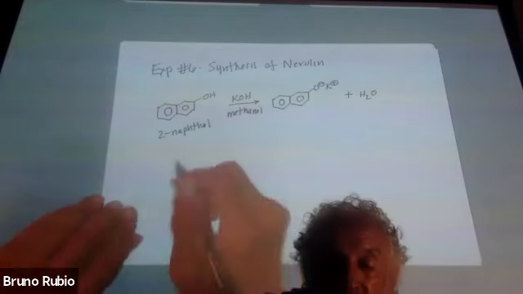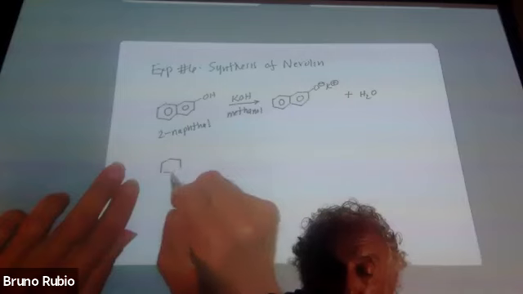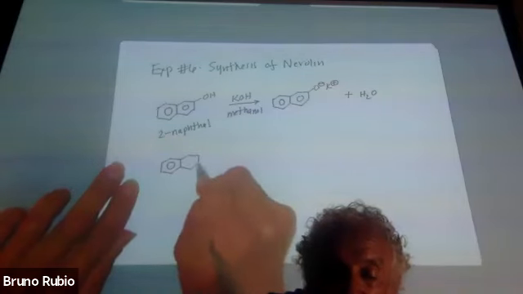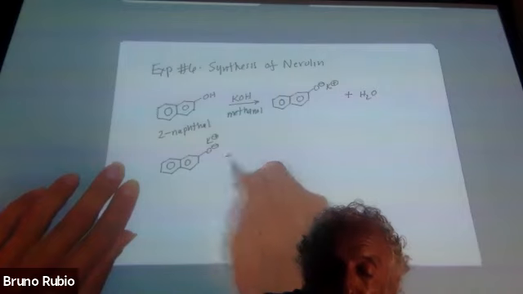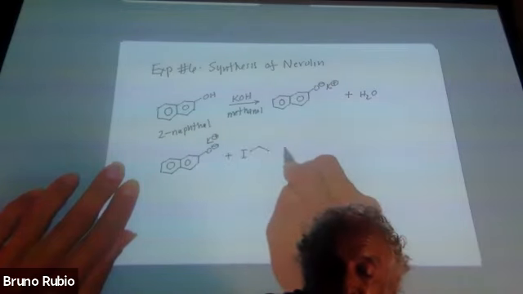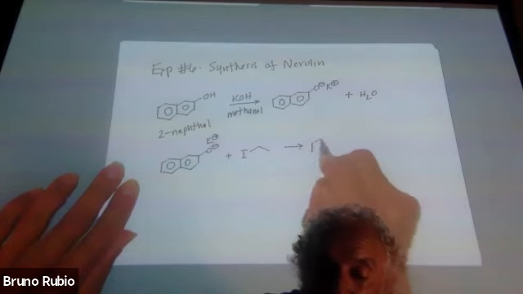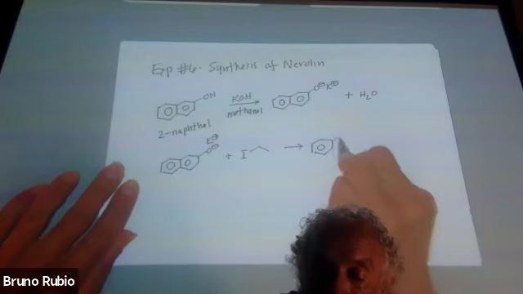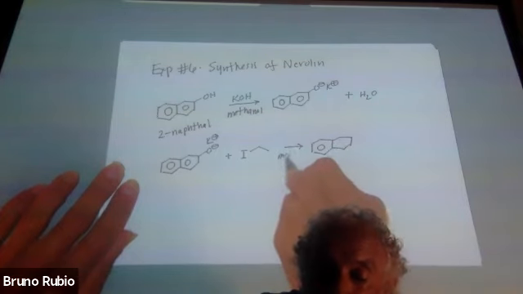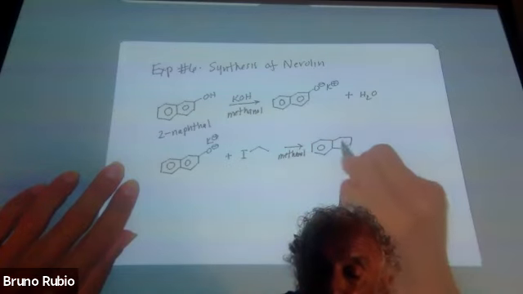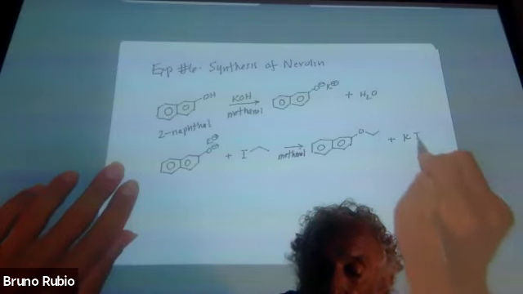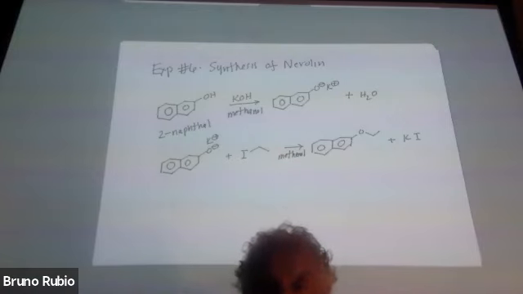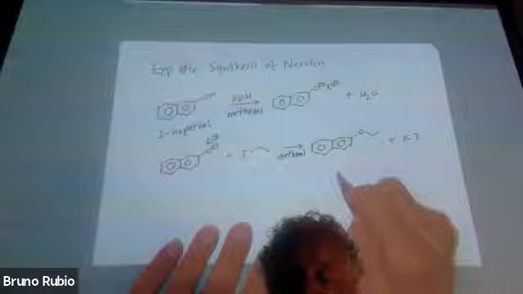Okay, and then the 2-naphthol anion, this guy, interacts with iodomethane. And once again, our solvent is methanol. And the O minus displaces the I of iodomethane. And so this is the nerolin.